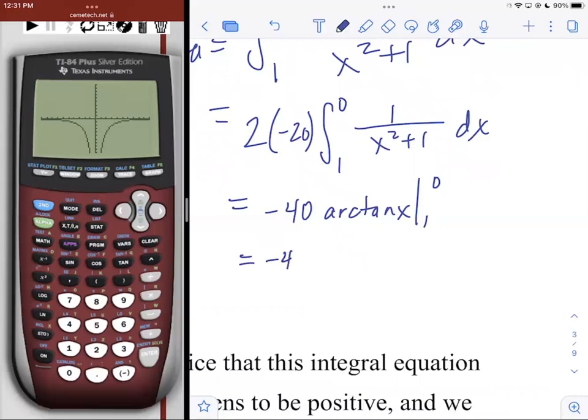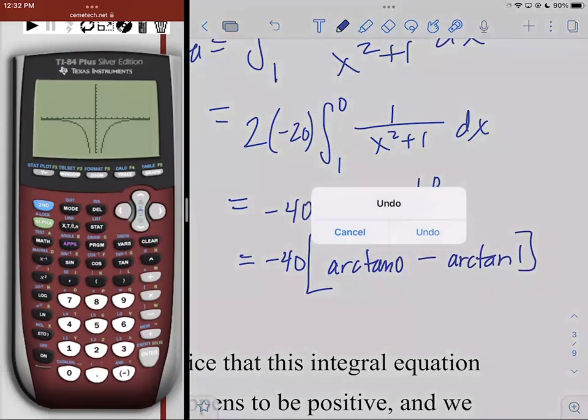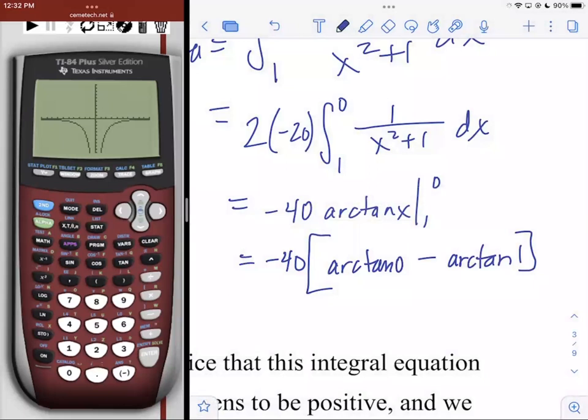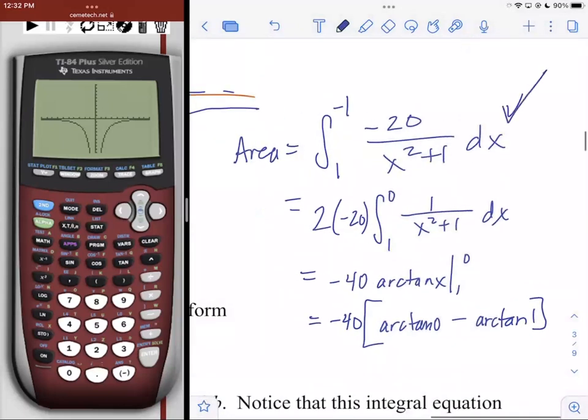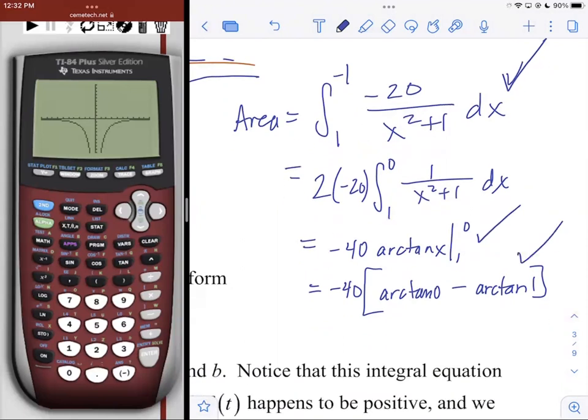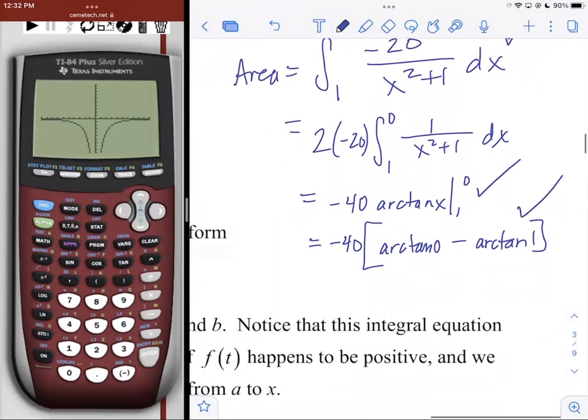If I then pull the -40 out front, as I like to do, plug in the top, you get arctangent of 0 minus plug in the bottom, arctangent of 1. On a free response, you would get a check for the setup. You would get a check for the antiderivative. And could we stop on this line? Yes, we could. But if this were a multiple choice, we'd have to keep going.